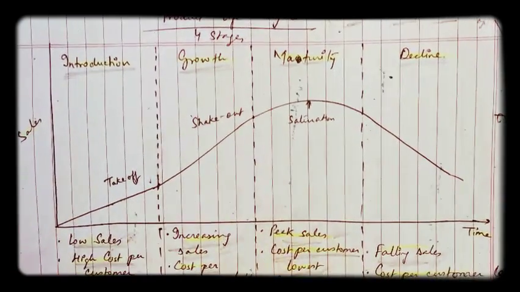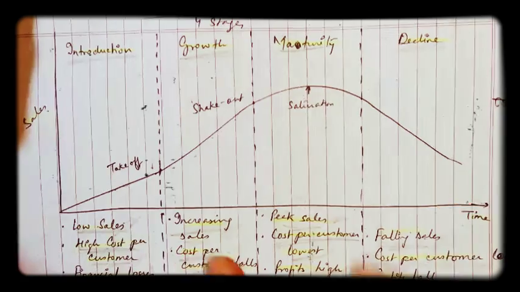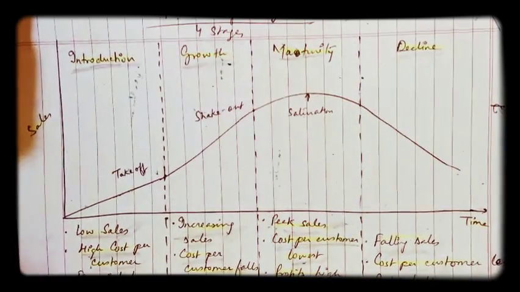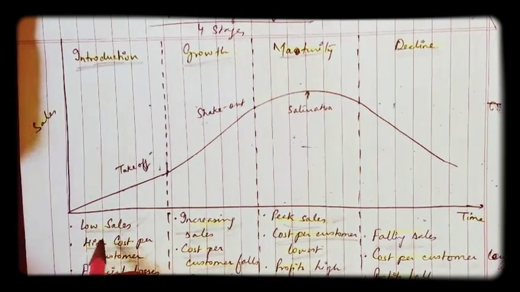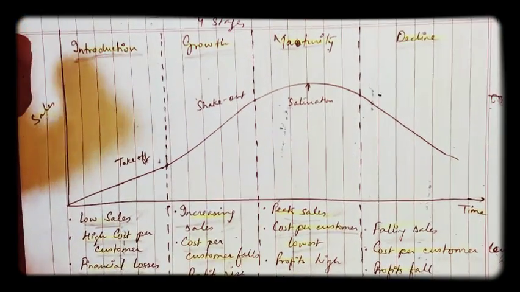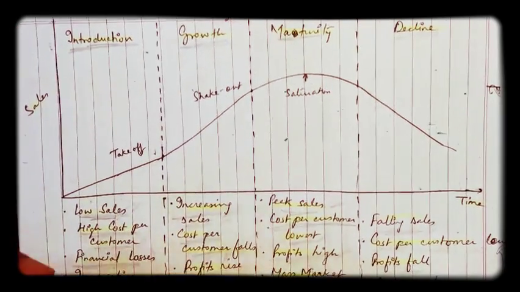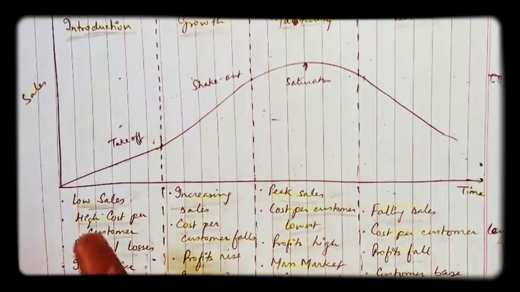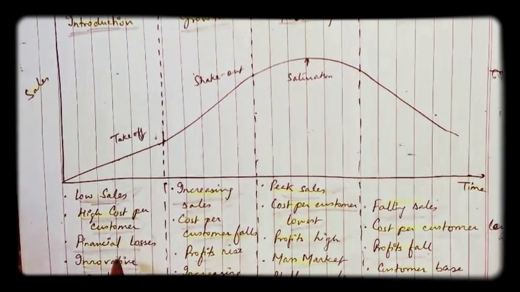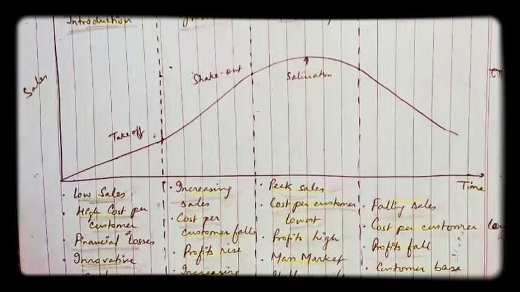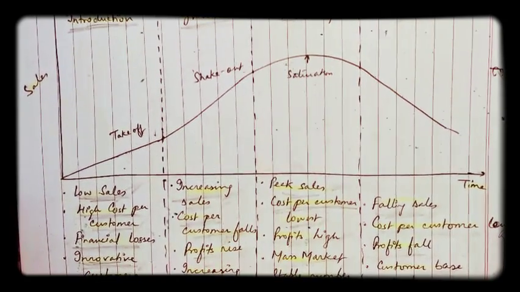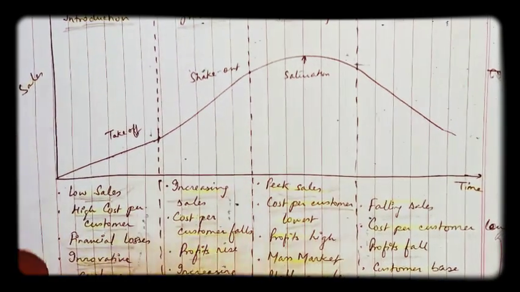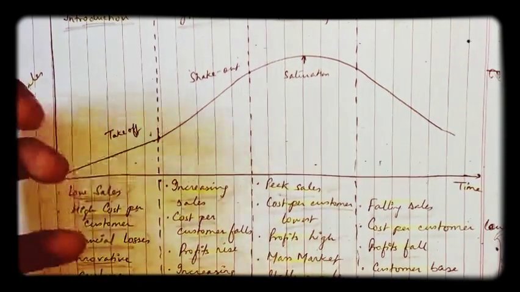First of all, we have taken a graph to understand it easily. Okay, first is introduction stage, when the product is introduced in the market. What are the stages? First is low sales. When the product is introduced in the market, the sales is very low. Very high cost in advertising because people are not aware about the product. Okay, low sales, high cost per customer, financial losses, innovative customers, few if any competitors. There are no competitors because your product is new in the market. You have to invest a lot to make people aware about your product.